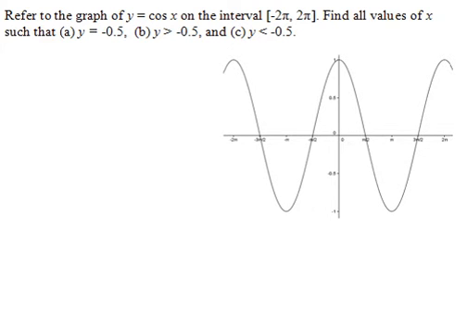Refer to the graph of y equals cosine x, shown here. On the interval from minus 2 pi to 2 pi, find all values of x such that y equals negative 0.5. Also, y is greater than negative 0.5, and y is less than negative 0.5. Well, let's sketch a line at y equal 0.5.